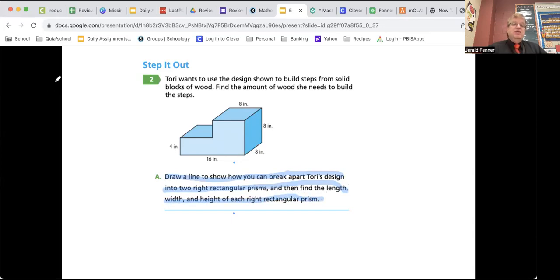So I am going to divide it this way. And once again, we have a problem. We know that this whole entire space is 16 inches, but we don't know how long this one is. But if we look here and see that this is 16 and that's 8, 16 minus 8 is going to be 8 inches. So this one over here is 8 inches.